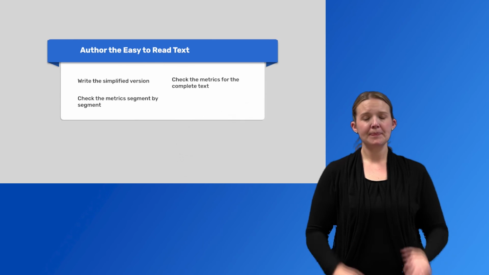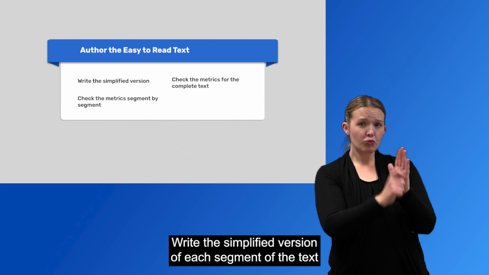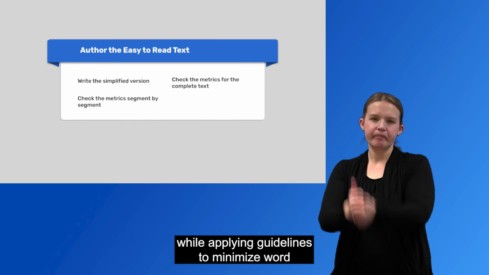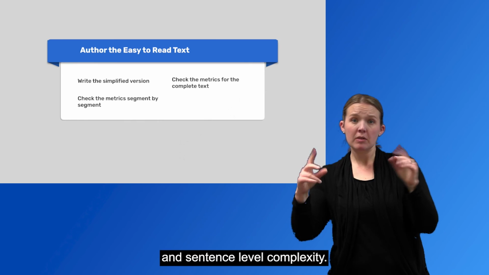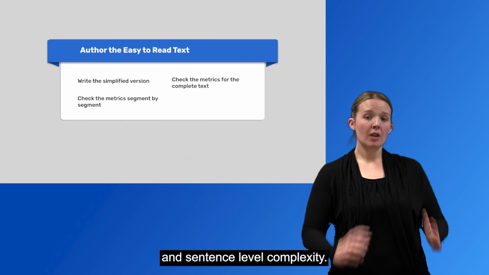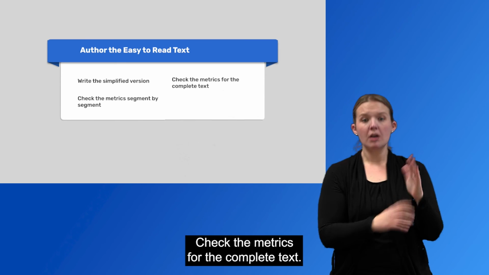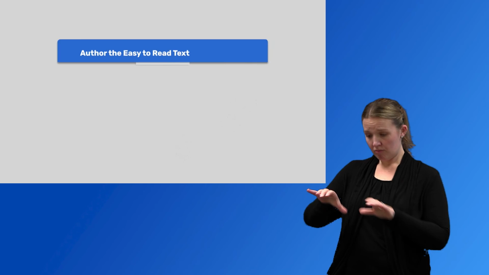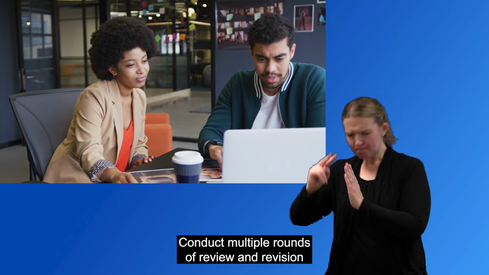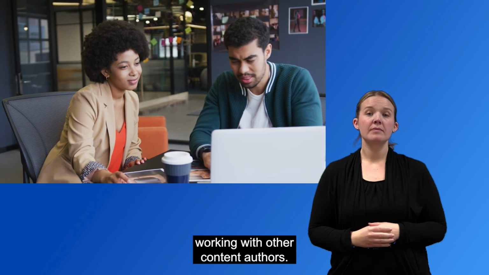Author the easy-to-read text. Write the simplified version of each segment of the text while applying guidelines to minimize word and sentence level complexity. Check the metrics segment by segment. Check the metrics for the complete text. Conduct multiple rounds of review and revision, working with other content authors.